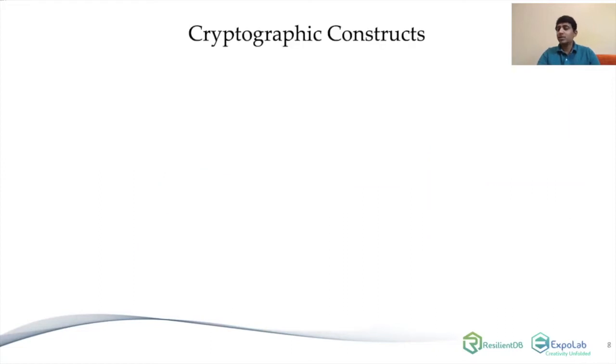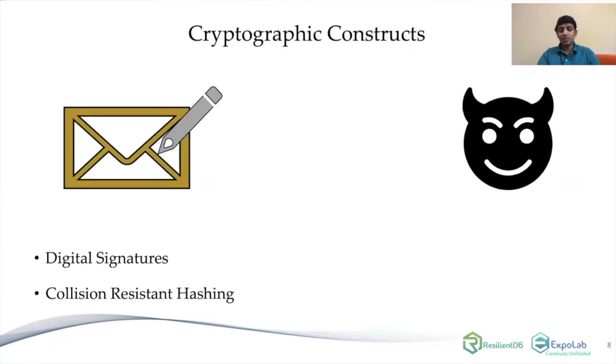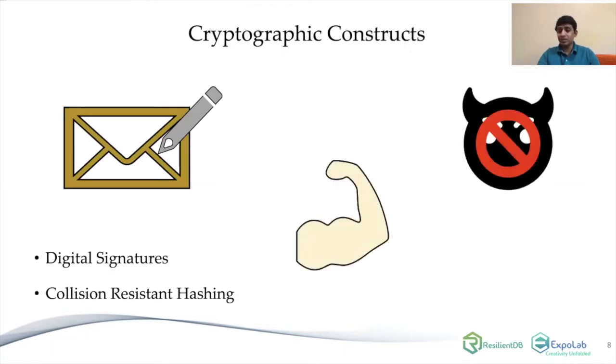A blockchain system also includes cryptographic constructs. These constructs include digital signatures, which help replicas to sign their messages, and it also includes collision-resistant hashing. Basically, it allows us to create digests.